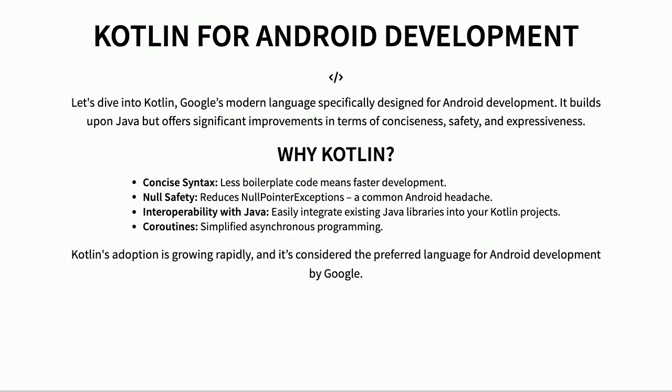It's quickly becoming the go-to language for building apps on Android. Basically, it's a newer version of Java that makes things much easier and safer. You'll find it's significantly more concise, meaning you write less code to achieve the same result. Plus, it has built-in features to help prevent those frustrating crashes caused by null pointer exceptions. And best of all, Kotlin plays really well with existing Java code, so you don't have to rewrite everything from scratch.